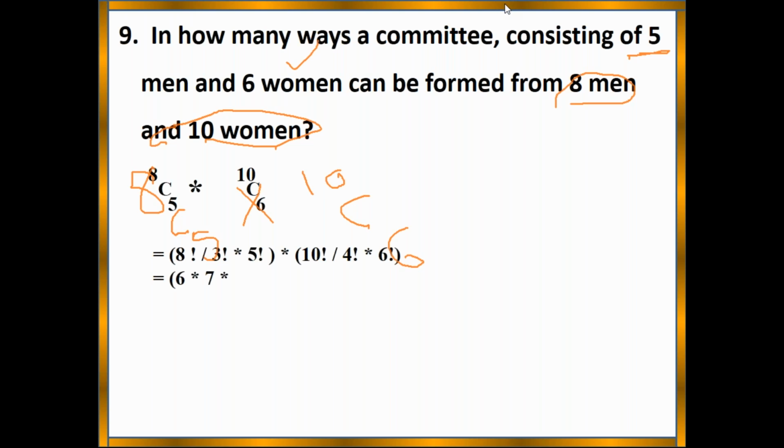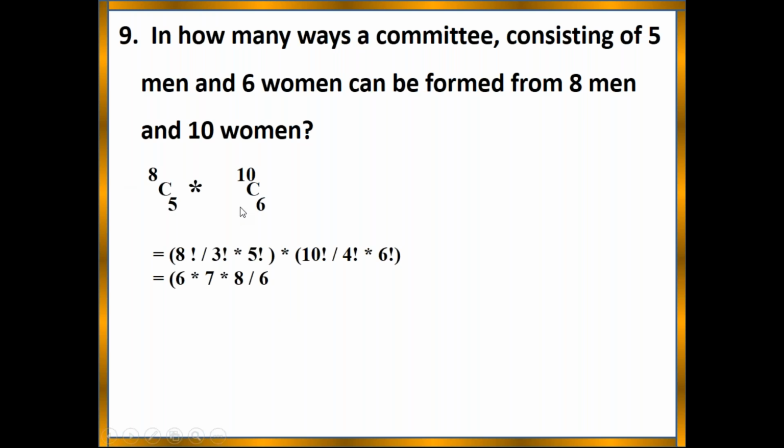Everyone knows the formula. What is the value of NCR? N factorial by n minus r factorial into r factorial. 8 factorial by 5 factorial: up to 5 factorial cancel, so 6, 7, 8 by 3 factorial, which means 6. And 10 factorial by 6 factorial: up to 6 factorial cancel, so 7 into 8 into 9 into 10 by 4 factorial, which is 24.